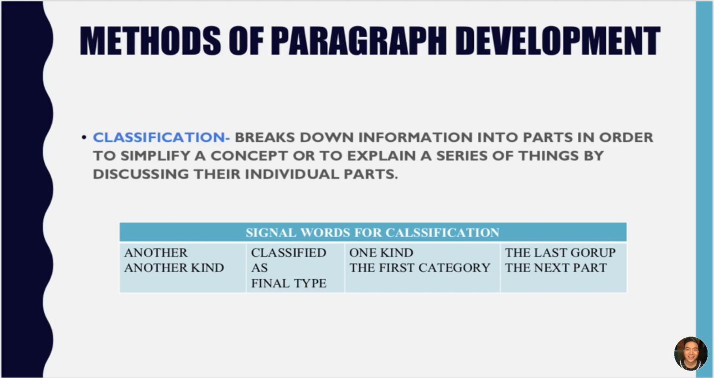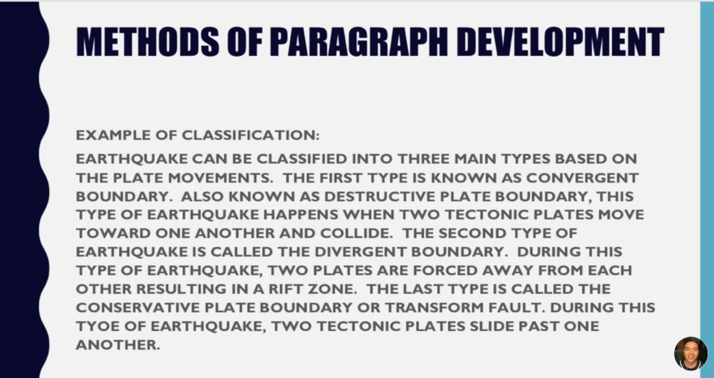So I'll be giving you the different signal words that will help you to identify this pattern. We have another, kind, classified as, final type, one kind, the first category, the last group, and the next part. So those are the signal words that are being used for classification. Let's take a look at the example and try to look for the signal words that indicate the classification pattern.